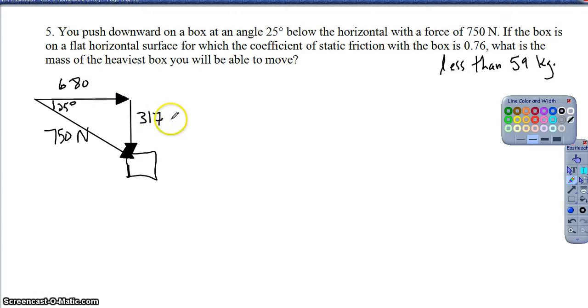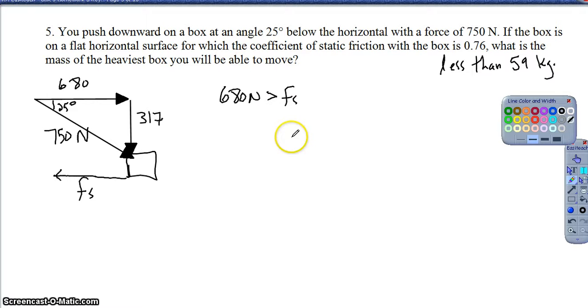The reason it's important to break this up is that if I'm able to make the box move, I know that as I push to the right and downward, friction would be resisting that motion by pushing back to the left. If I want to make the box move, then the static frictional force better be overcome by 680. So I need to know that that 680 newton force pushing to the right is at least slightly greater than the static frictional force. So I'm going to figure out the maximum static frictional force and what the heaviest mass is that would give me that force.